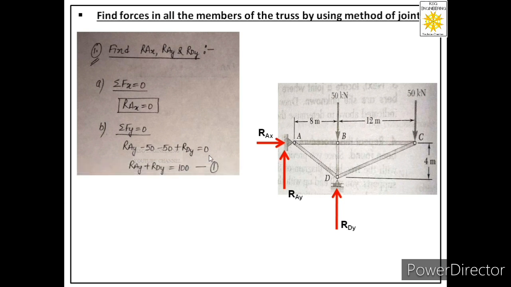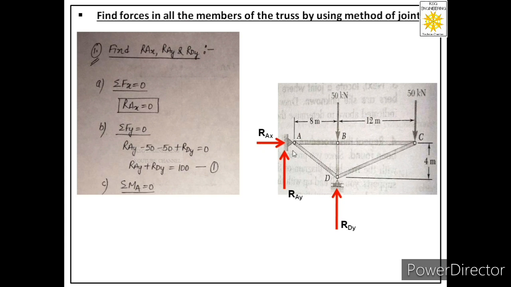So in this equation there are two unknowns, so we cannot solve it. So let us write this as Ray plus Rdy equal to 100 and let us call this equation number 1 for time being. Now let us apply the third equation of equilibrium, that is summation M equal to 0.